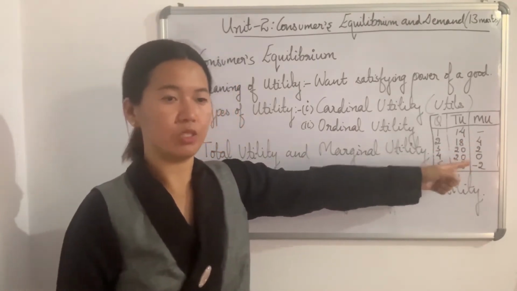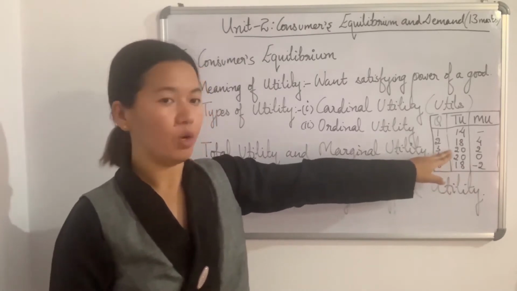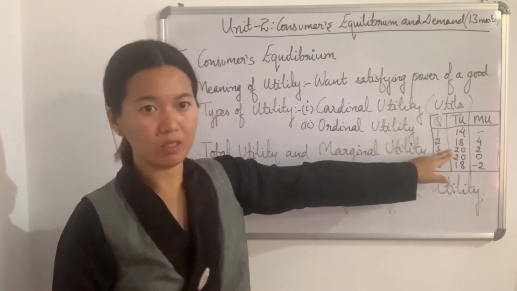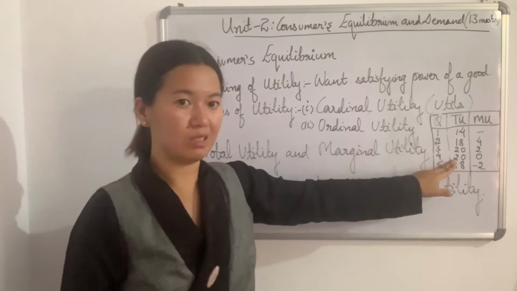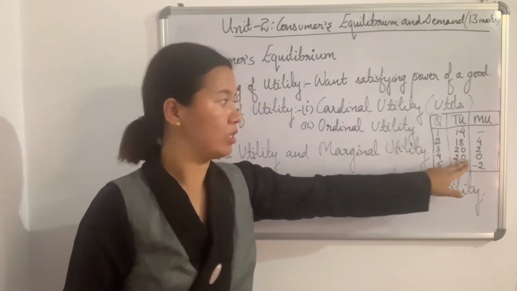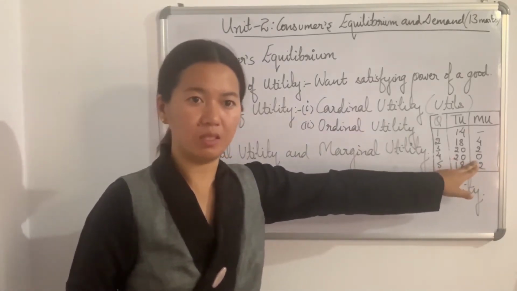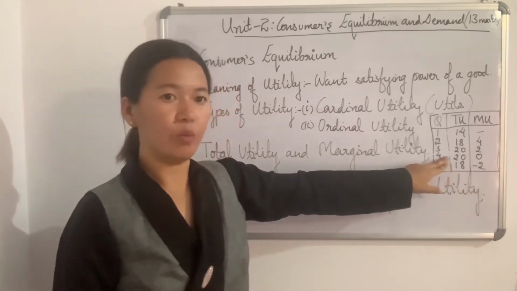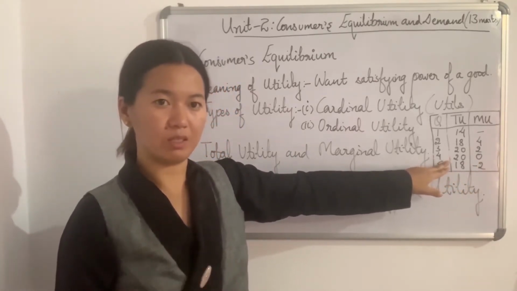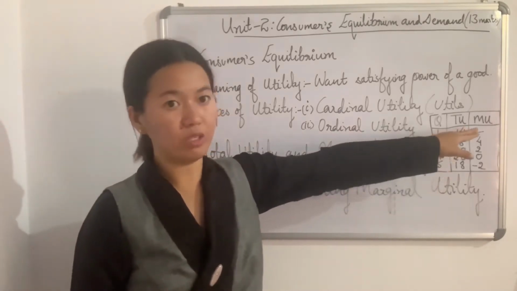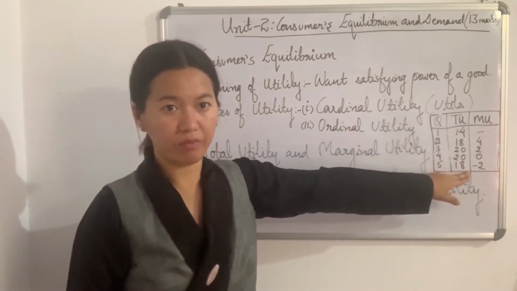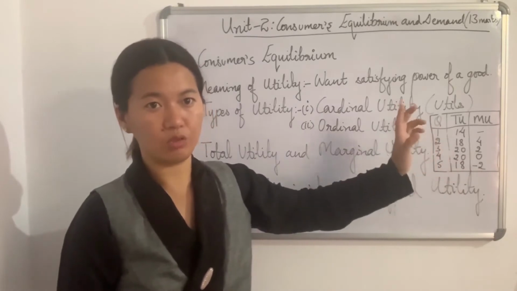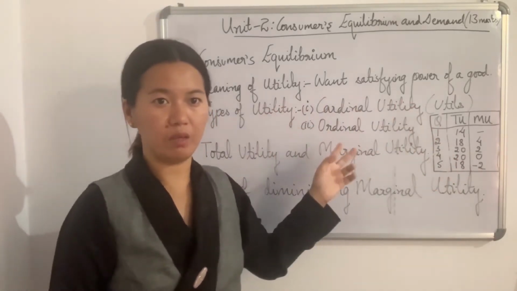That is the first relation. And the second relation is when total utility is constant or when total utility is maximum. At that point, marginal utility is 0. That is the second relation. And the third relation being that when total utility decreases or falls, your marginal utility becomes negative. So these are the 3 relations between TU and MU.